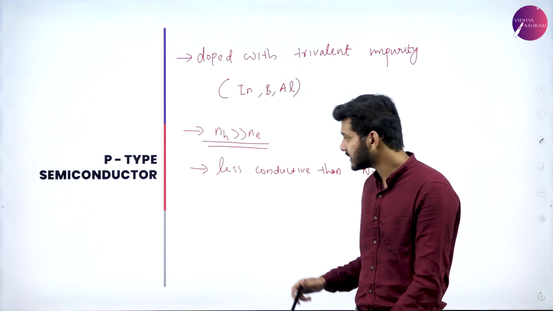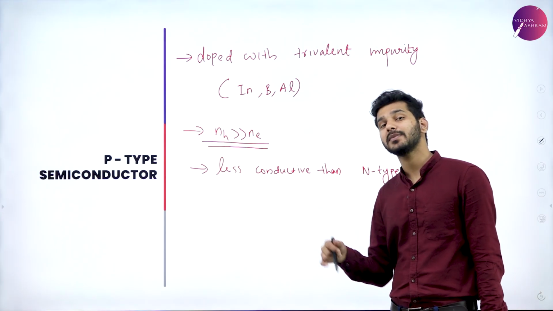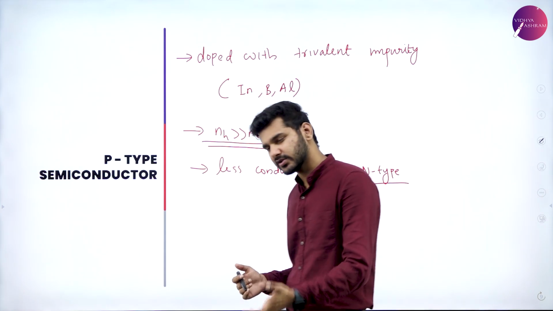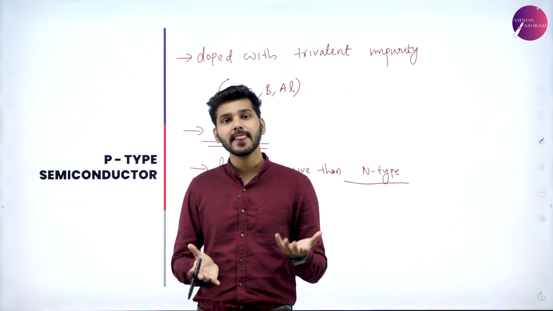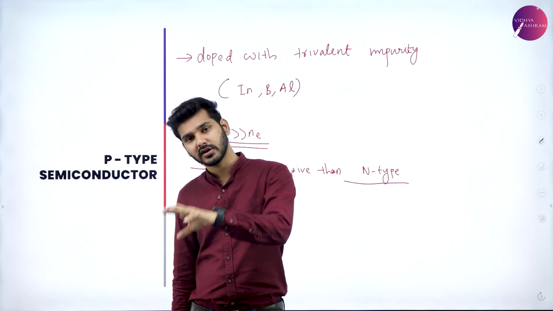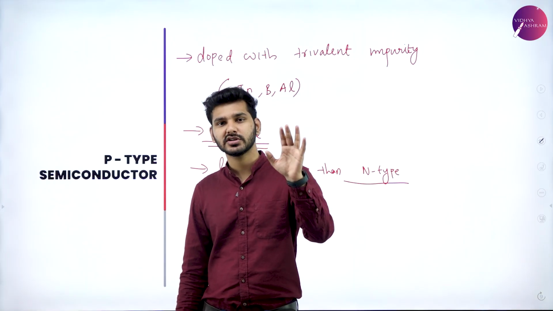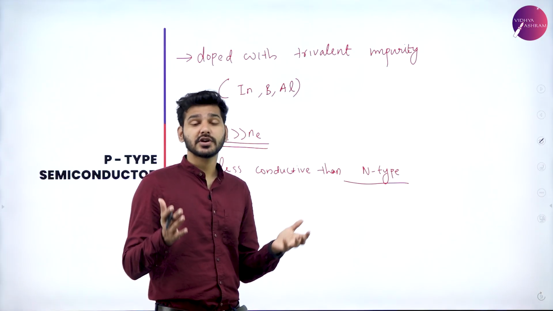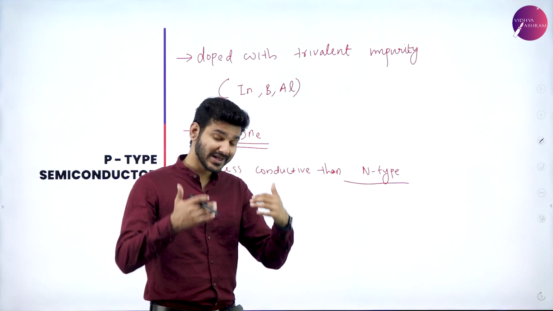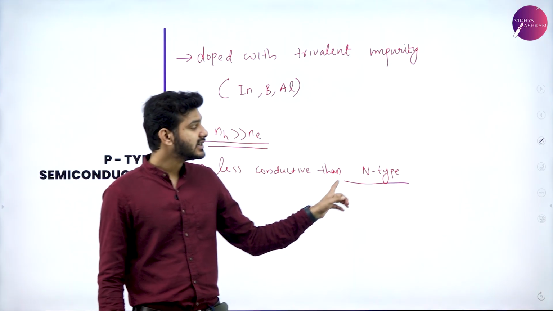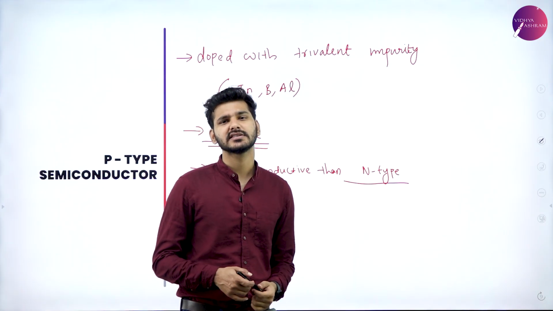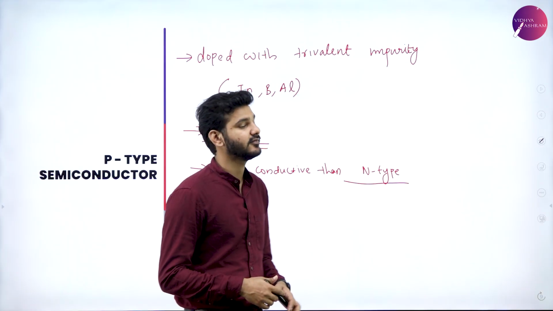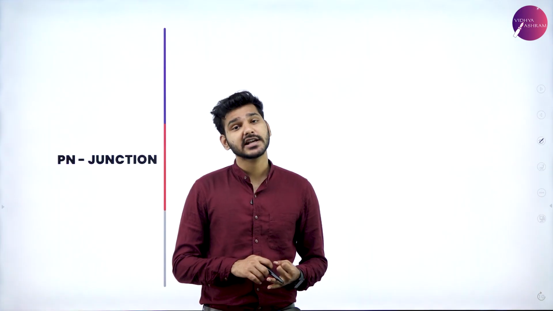So we can say that p-type semiconductors will be less conductive than n-type semiconductors, because again holes will be formed and then the electrons will have to recombine, and that motion will actually produce the electric current. So the p-type semiconductor, because of that lack of electrons, will be less conductive than the n-type semiconductors. Obviously, since n-type semiconductors have more electrons, it will be more conductive. So that is all about p-type and n-type semiconductors.